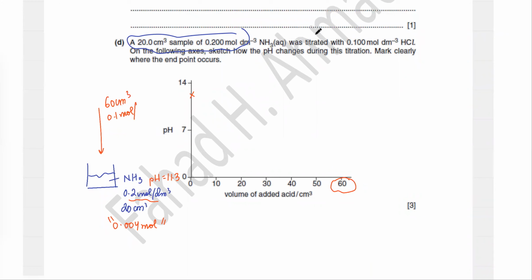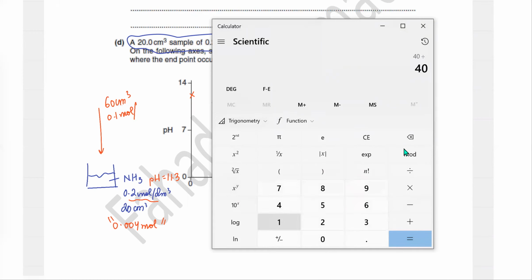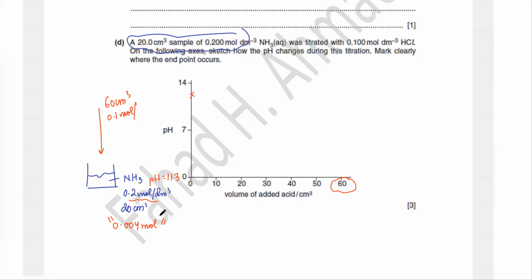That's 0.004. 20 into 0.2 divided by 1000, just a second. 20 times 0.2, divided by 1000. I'm getting 4 times 10 to the power minus 3, so it is 0.004 moles. I think this is right.